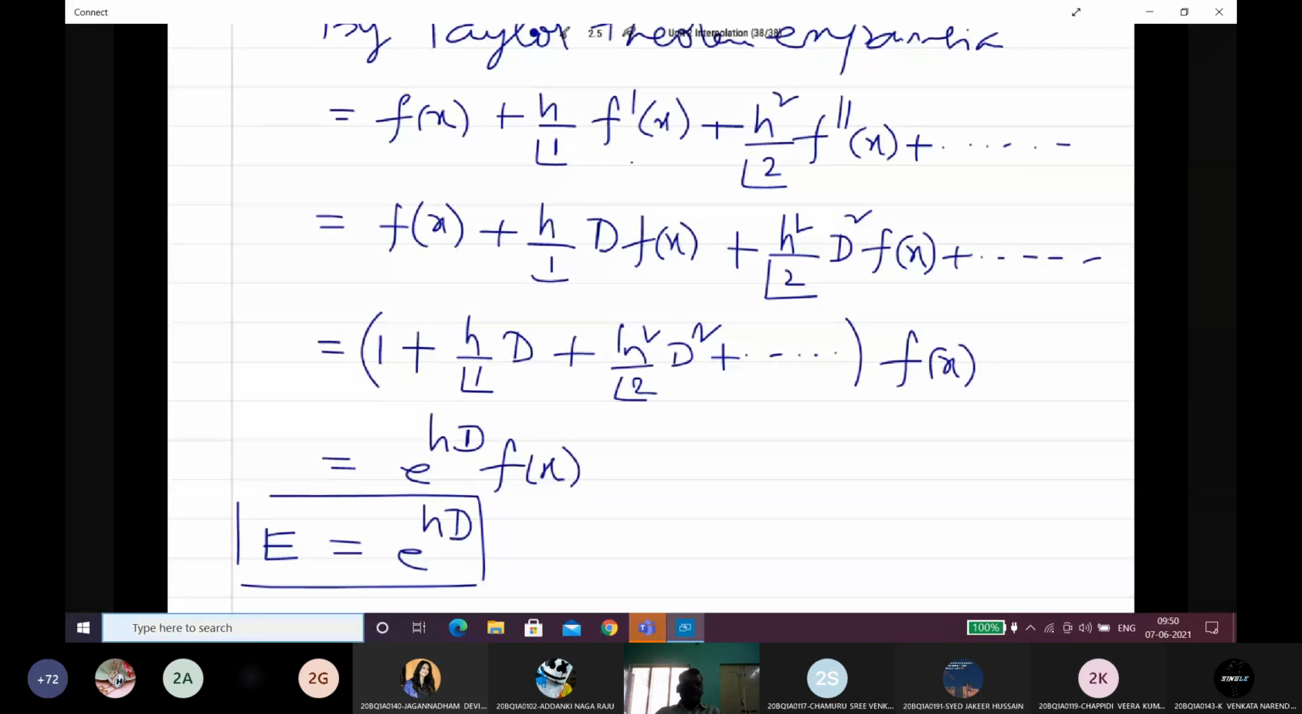Okay. Thank you all of you. Tomorrow we will move on to some more properties along the same line. These are the basic properties related to delta, del, and small del, the differential operator capital D, the shift operator E, the inverse operator E inverse, and the average operator mu.